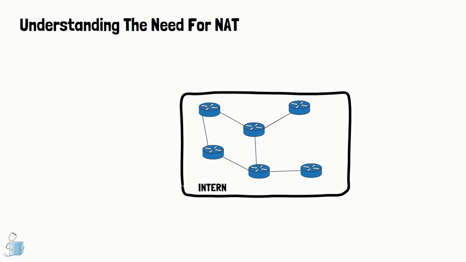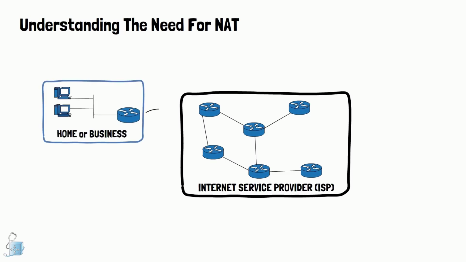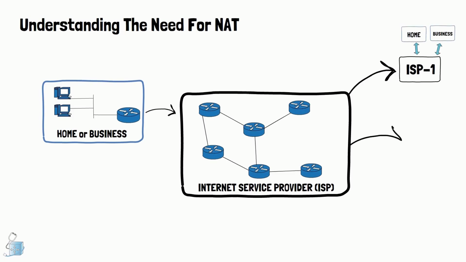Let's just say that this bunch of routers represents an internet service provider, or ISP. And here is your home or business network that is connected to your ISP. That ISP is connected to other ISPs, and they connect to other homes and other businesses all around the world.